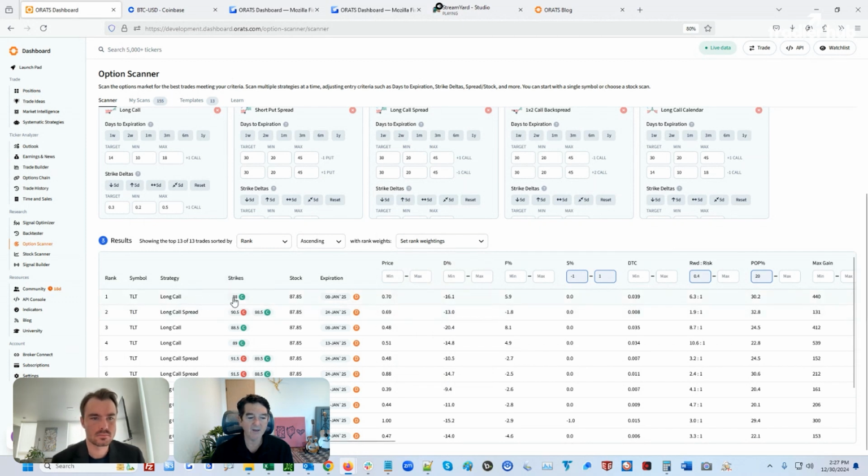And so it likes this long call. It's right near the money, 70 cents. It's got something like 9 days left. And even though it's got a negative distribution number, a lot of other ones do, it's got a positive forecast.